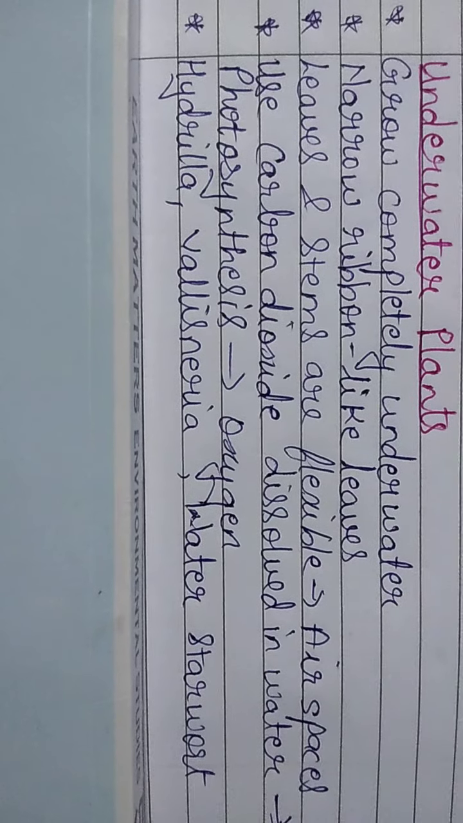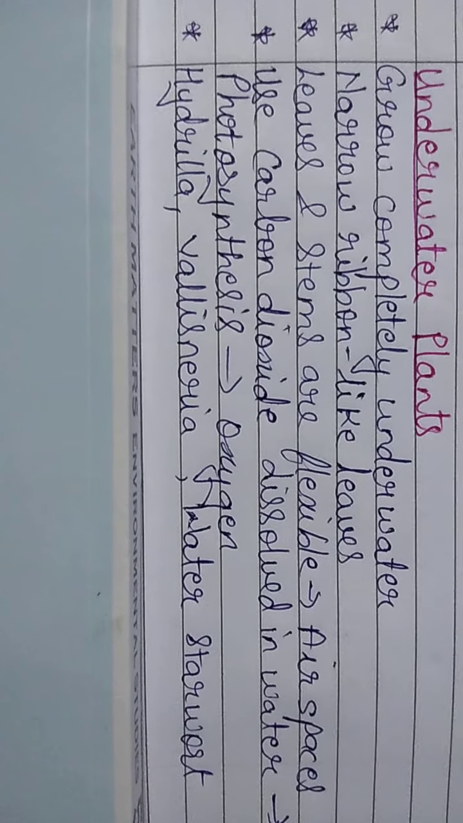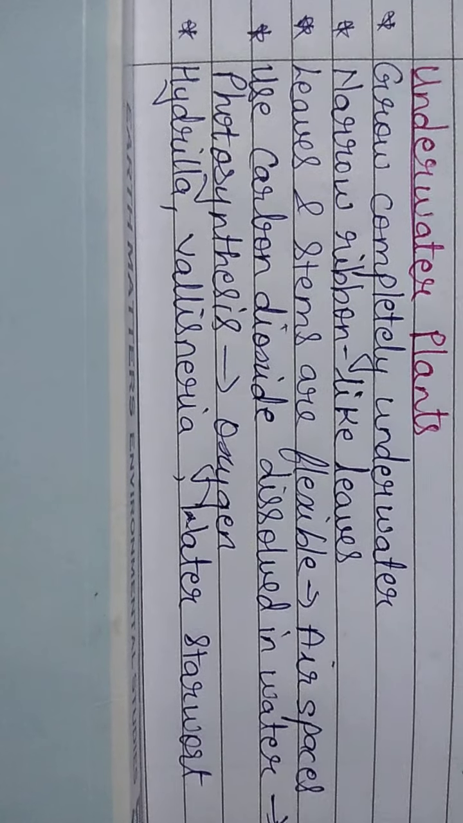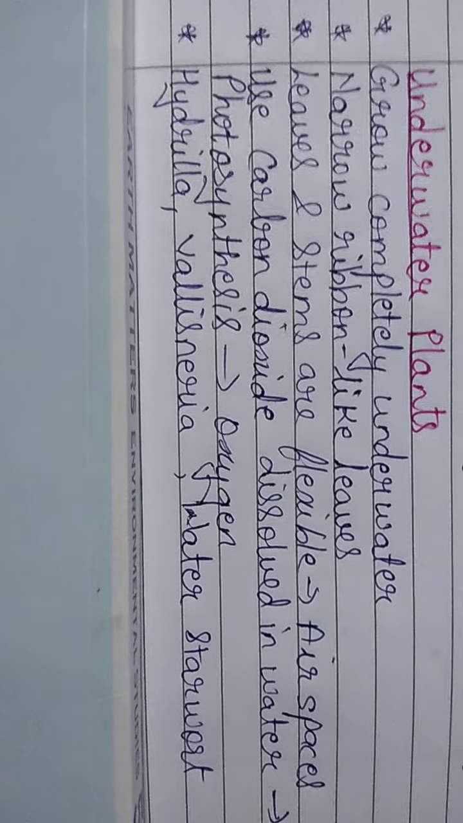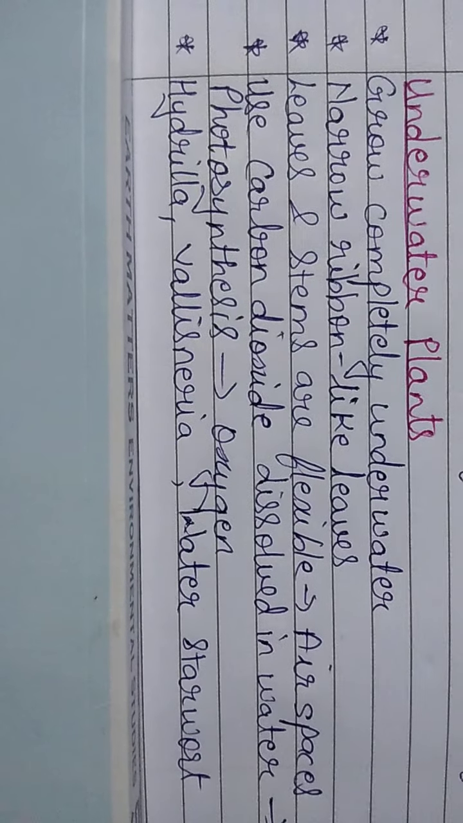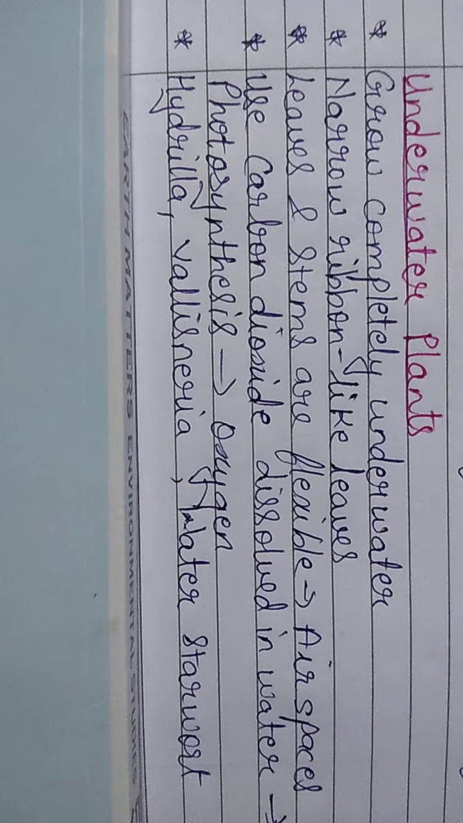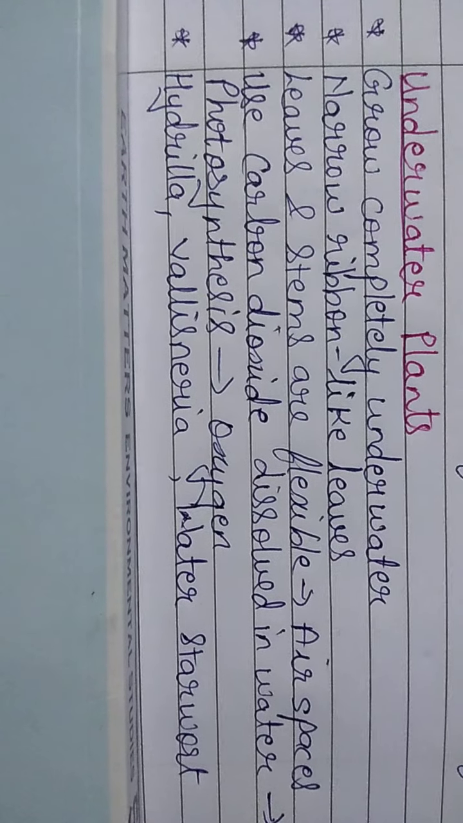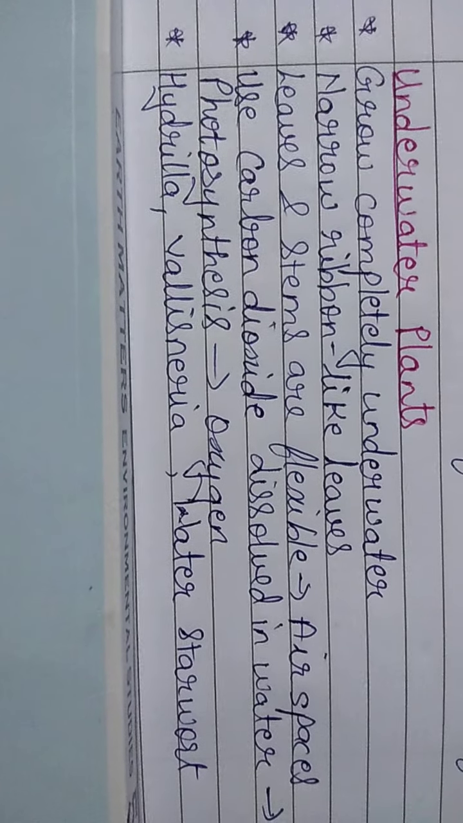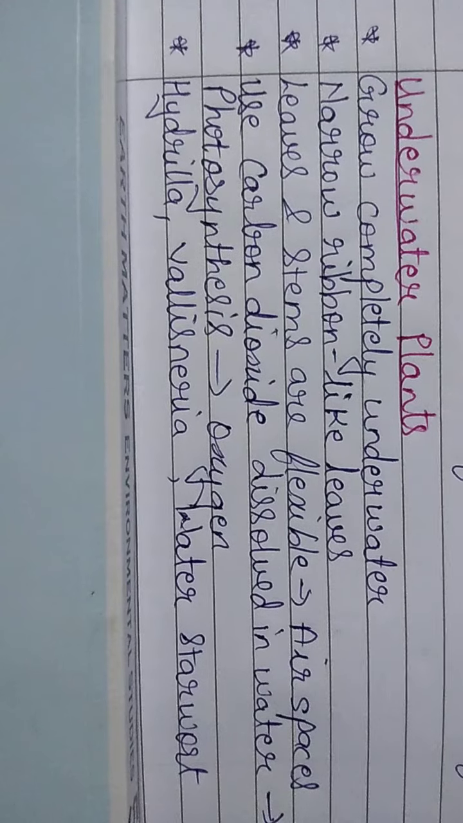Okay, then next, their stems are rooted in water beds. The leaves and stems are very flexible as they have air spaces in between them, which allows maximum movement in the water. So for the maximum movement in the water, the leaves and stems are very flexible and they have air spaces between the cells.